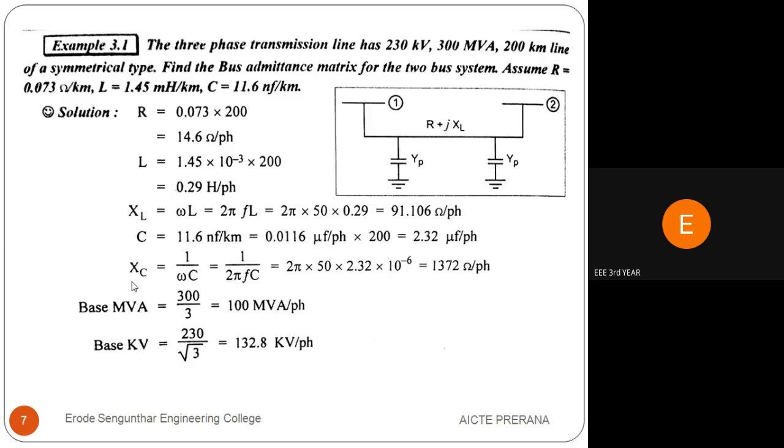So, the first problem, note it down. A three-phase transmission line has 230 kilovolt, 300 MVA, 200 kilometer line, symmetrical type. Find the bus admittance matrix for the two bus system. Assume R is equal to 0.073 ohm per kilometer, L is equal to 1.45 millihenry per kilometer, and C is equal to 1.6 nanofarad per kilometer.